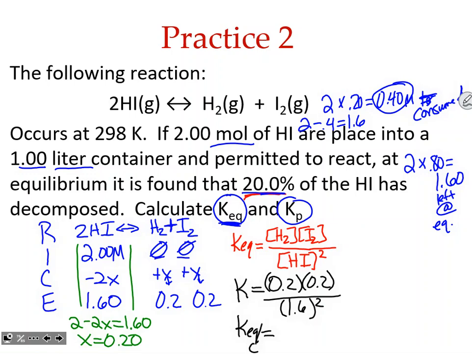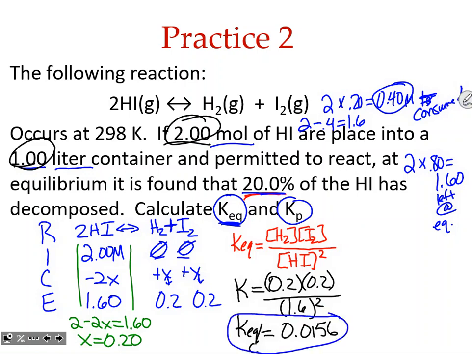Yes, very good. And since we have 3 significant figures, that's what I'm going to keep here too. 3 initial values here. Very good. Now, how do I figure out KP? What will I need to use in order to find KP? Anybody remember how KC and KP are related?